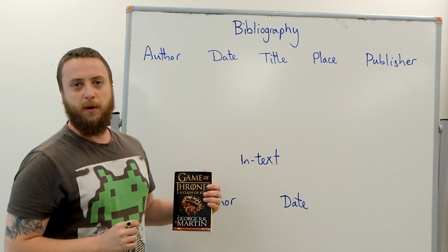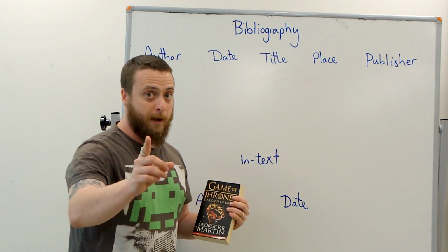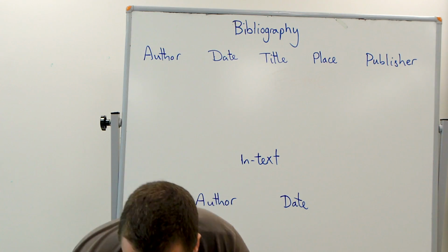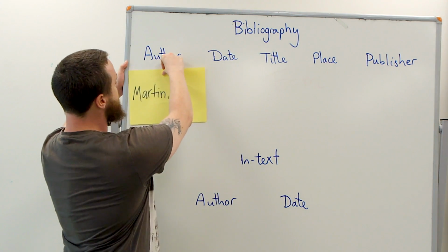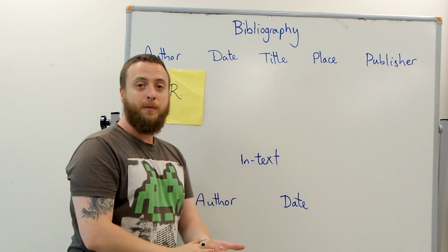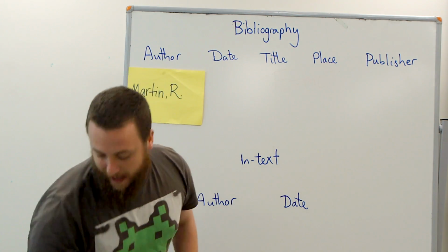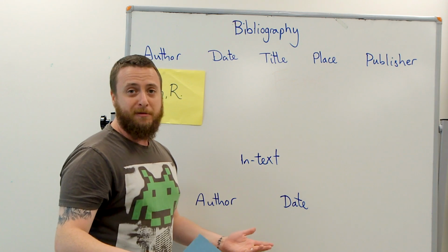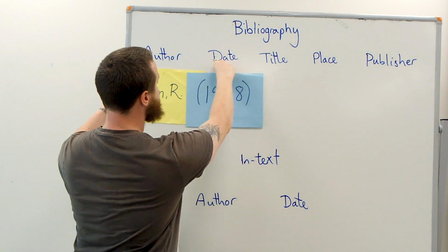The first one is the author. So who's the author? George R.R. Martin. Now in a citation, it's slightly different. We don't use his full name. We start with the surname and use the initial. The second bit of information we need is the date. When did the book first come out? And being a Game of Thrones nerd, I know it came out in 1998.